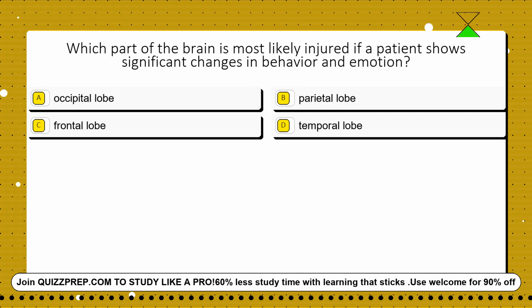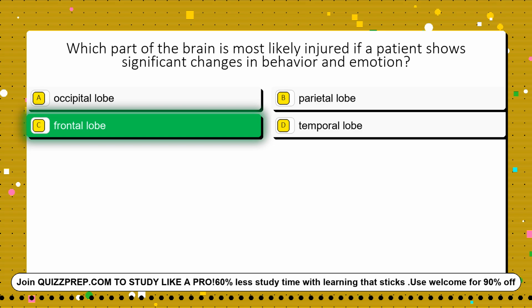Question 81. Which part of the brain is most likely injured if a patient shows significant changes in behavior and emotion? Option A, occipital lobe. Option B, parietal lobe. Option C, frontal lobe. Option D, temporal lobe.